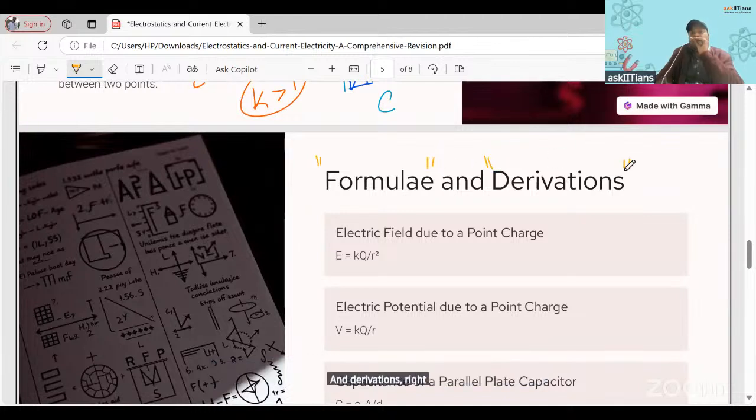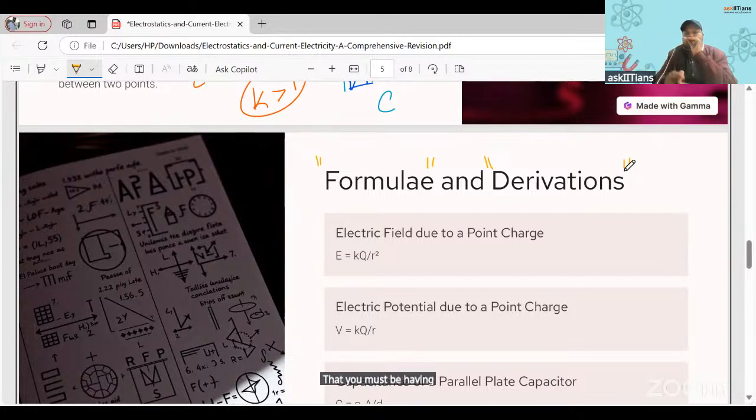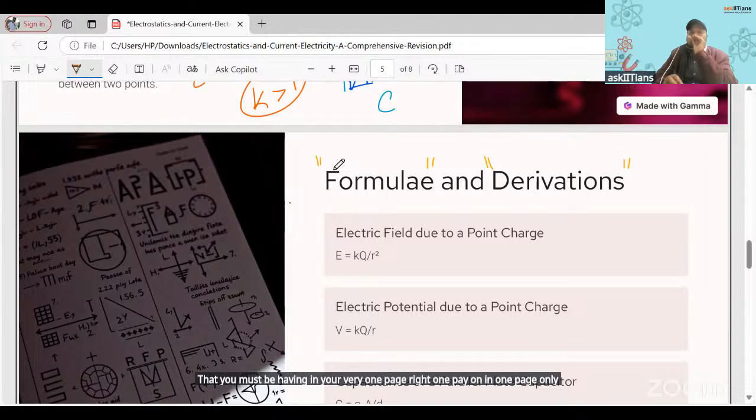Now you must be very clear about the formulae and derivations, so I advise you to write them down. Write down somewhere the derivations of electric field due to dipole and applications of Gauss law, and just revise it at the last minute before your exam. The important formulae you must have on one page only, very short notes.